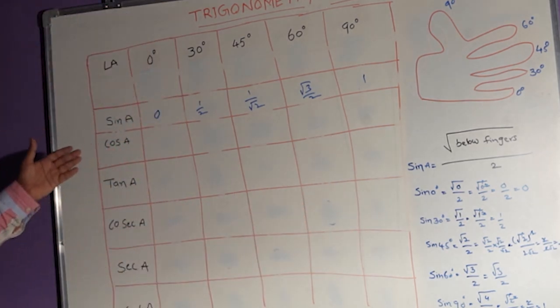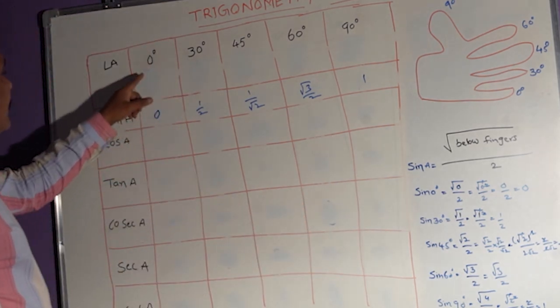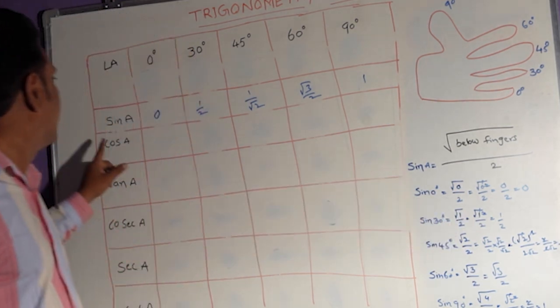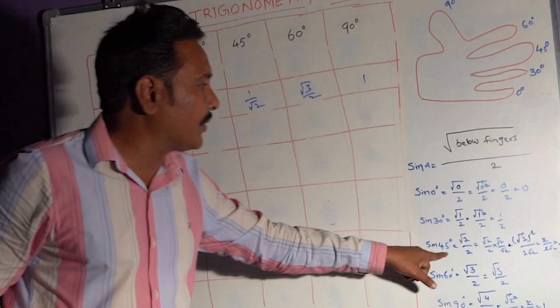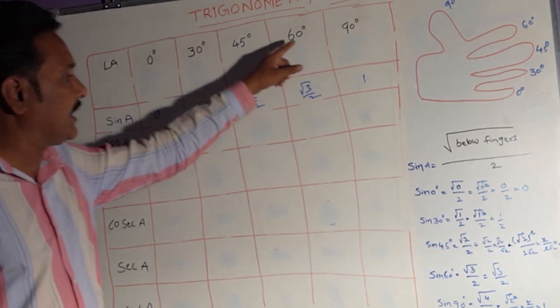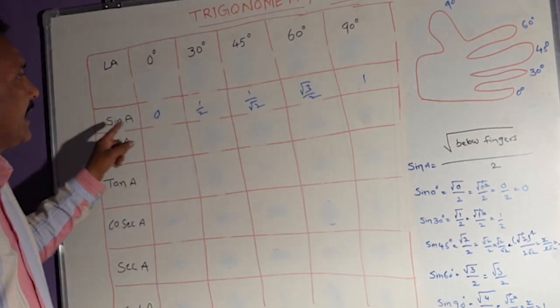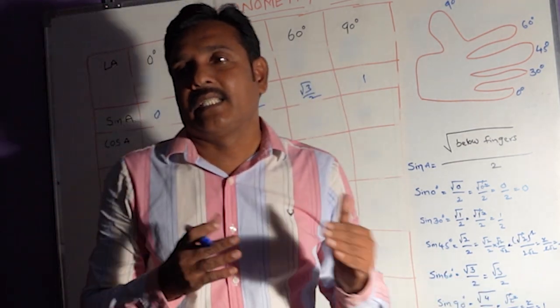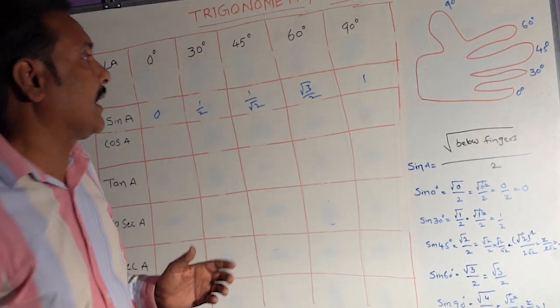Okay. Then I summarize. Sine 0 degree value is 0. Sine 30 degree value is 1 by 2. Sine 45 degree is equal to 1 by root 2. Sine 60 degree is equal to root 3 by 2. Sine 90 degrees is equal to 1. Okay, is it clear? Next, cos values. Okay.